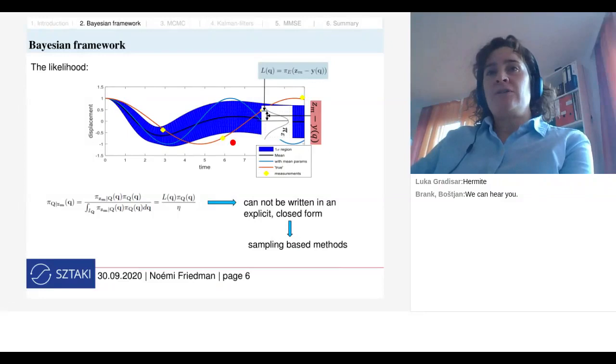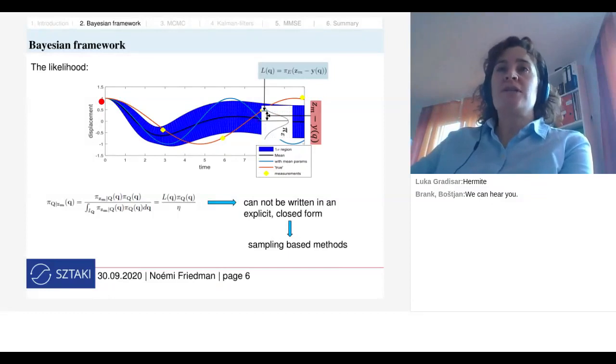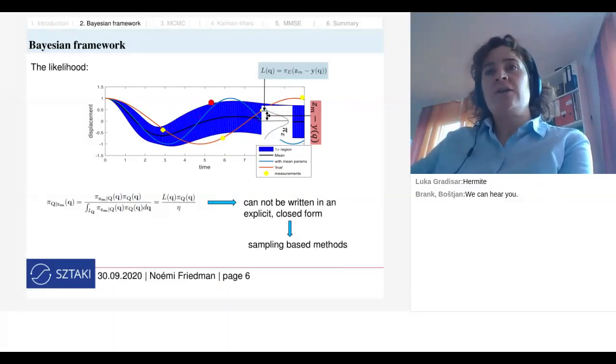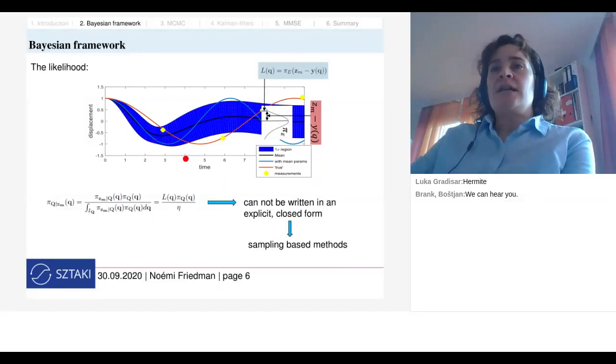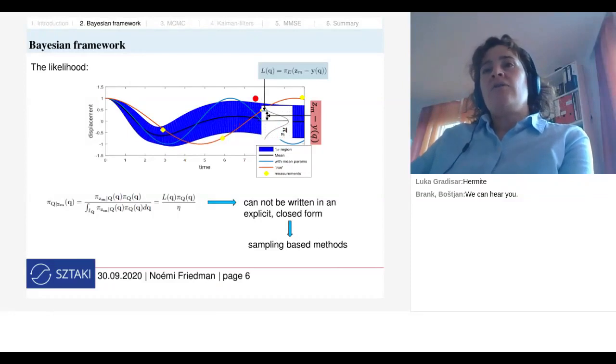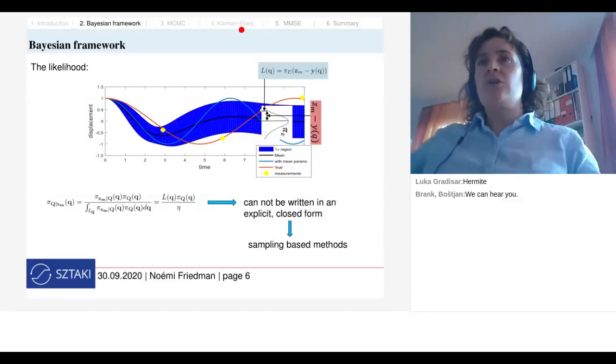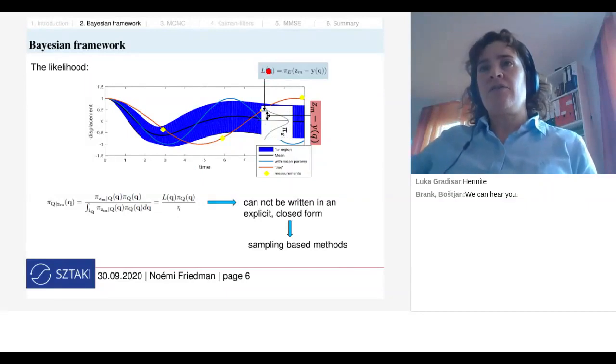Now I have a red curve which corresponds to the true response, the true displacement field with the true value of the stiffness and the mass. I also have here another curve which corresponds to one specific realization of the Q parameter. Now let's say my actual measurement is this yellow point. If I only have this point as a measurement, then my likelihood will be a function of Q, as you can see.